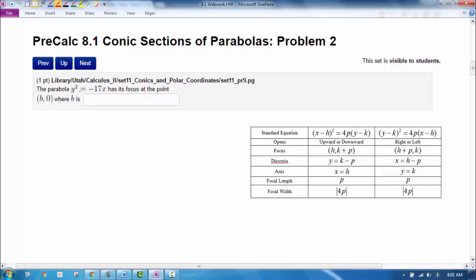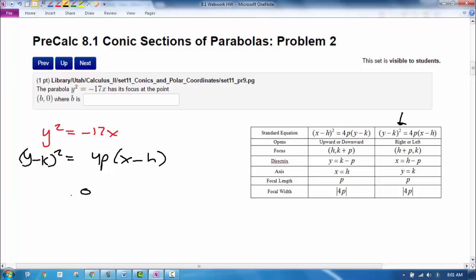Okay, this next one gives us another formula, y squared equals negative 17x. Now I'm going to write the relationship that I know from the formula sheet right here, which is, this has y squared, so we're going to have to use the right column. So it's y minus k squared equals 4p times x minus h. So you can see that k is 0, so I'm going to write down h and k. And h in this case is also 0. It's x minus 0. So this thing's centered at the origin.